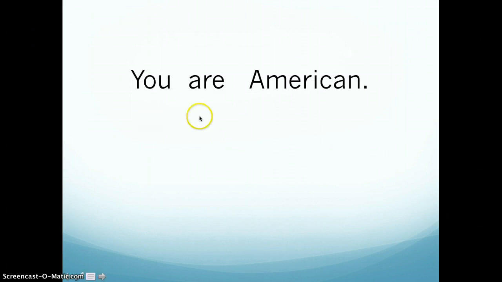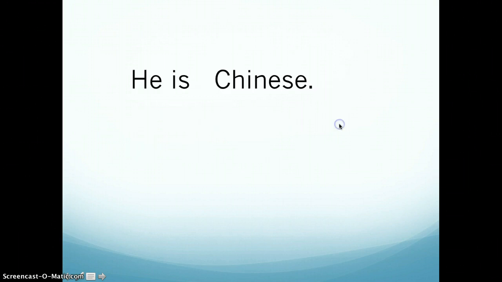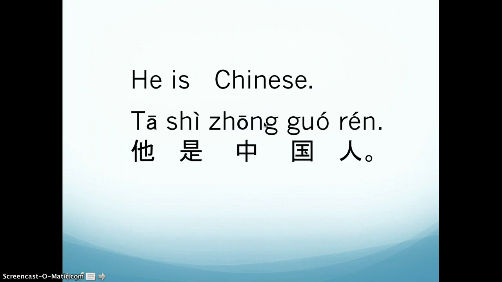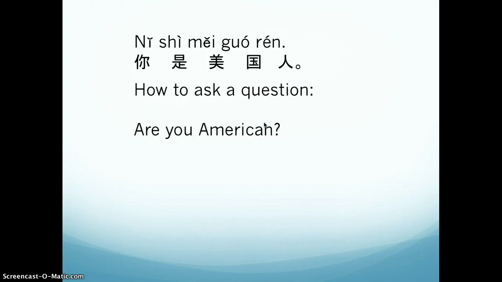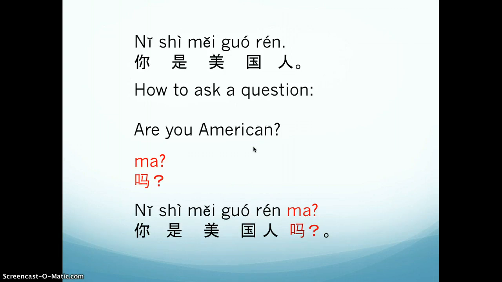So how to say you are American? That will be 你是美国人, right? This one will be 他是中国人, right? Okay, now let's look at this one. 你是美国人 again. So how to ask a question? We need a question word because it's a yes or no question. What kind of question word do we need? That is 吗, right? Just put it at the end of the sentence. That will be 你是美国人吗? It means, are you American?